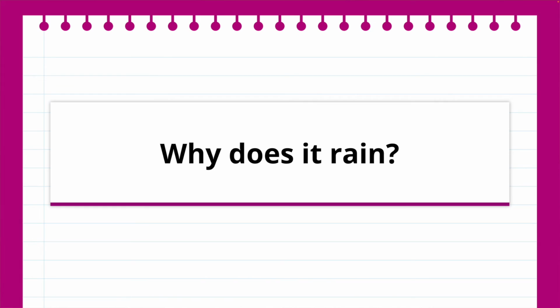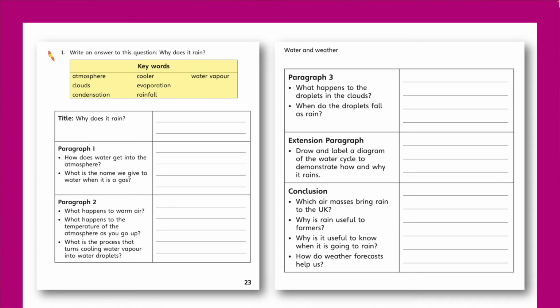And the final lesson, lesson 6, asks pupils, why does it rain? Zoning in on perhaps the most important element of this unit, pupils will have the opportunity to consolidate their knowledge of the water cycle and weather patterns to answer this question in an extended answer. The planning sheet provided with prompts should help with this.